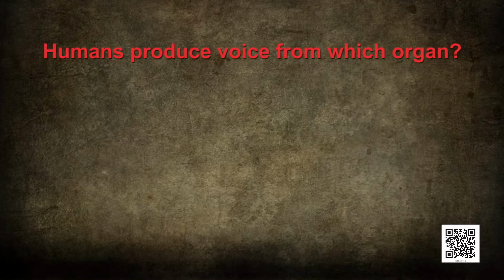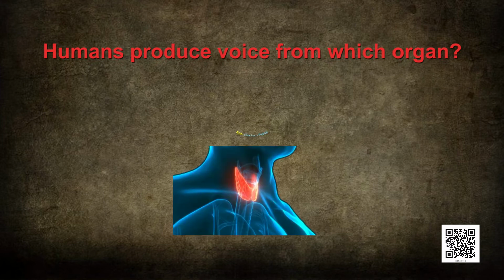Dear students, now we'll try to revise what we have learned throughout the class with the help of a few questions. Question number 1 is, how do we humans produce sound? The answer to this is very obvious. We discussed in the beginning of the class with a few activities that we produce sound with the help of our vocal cords or larynx.